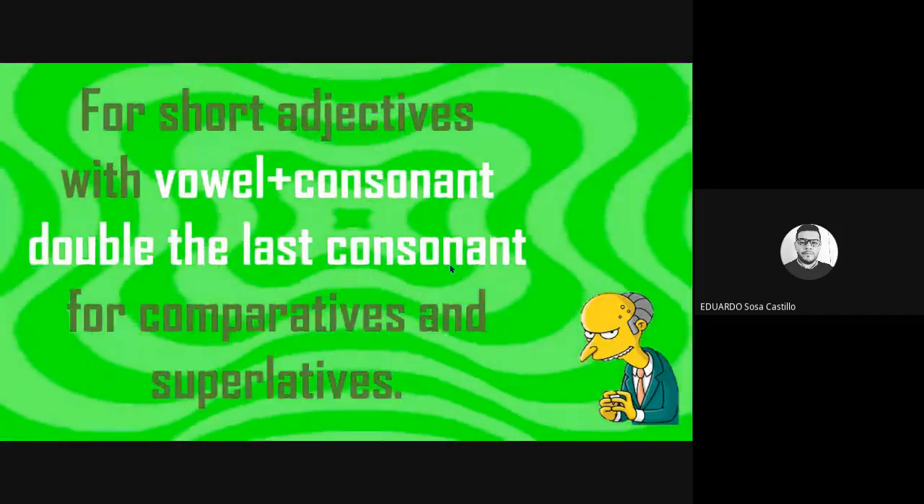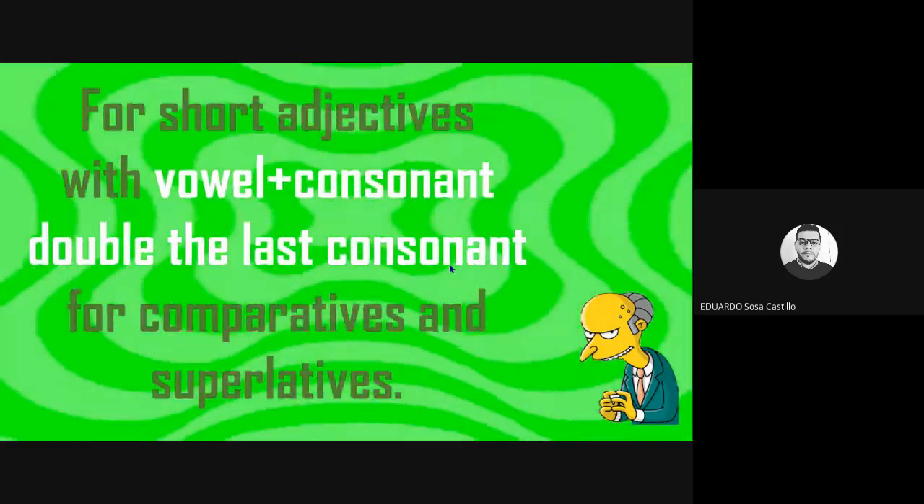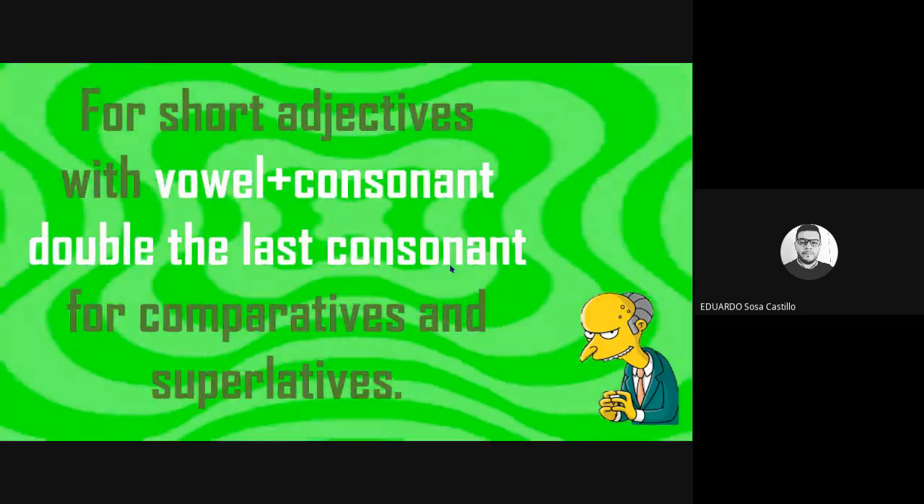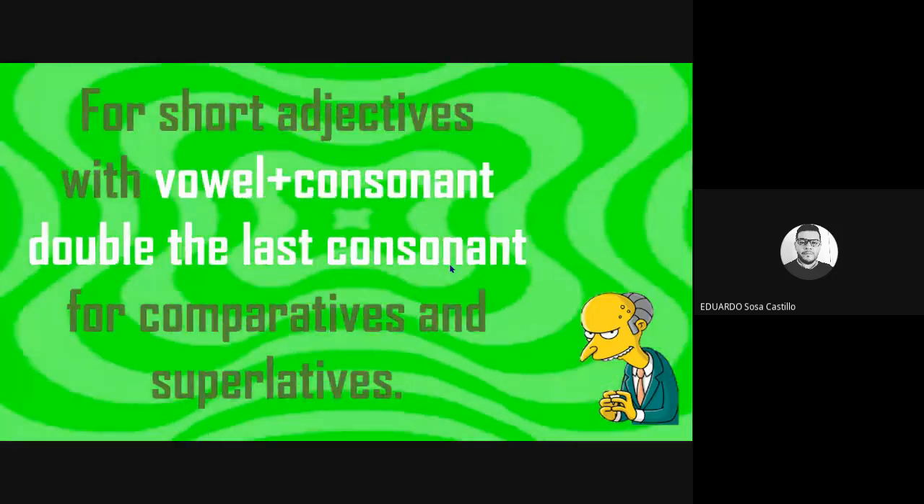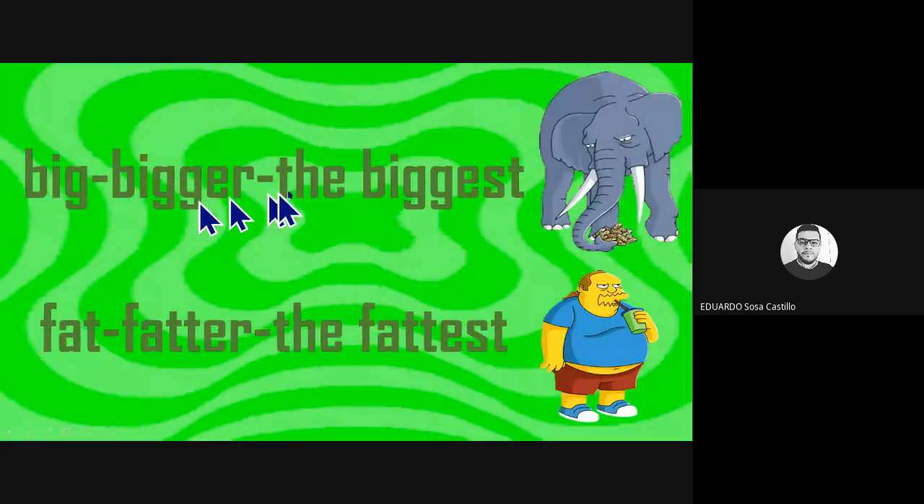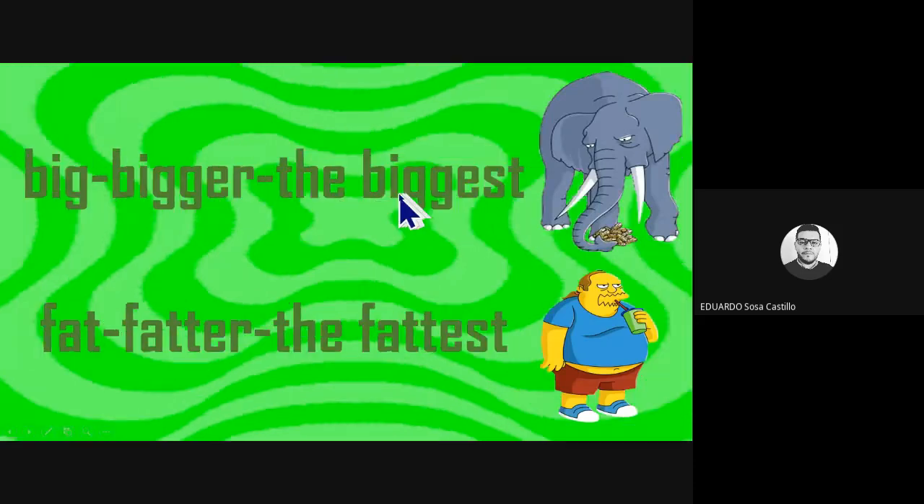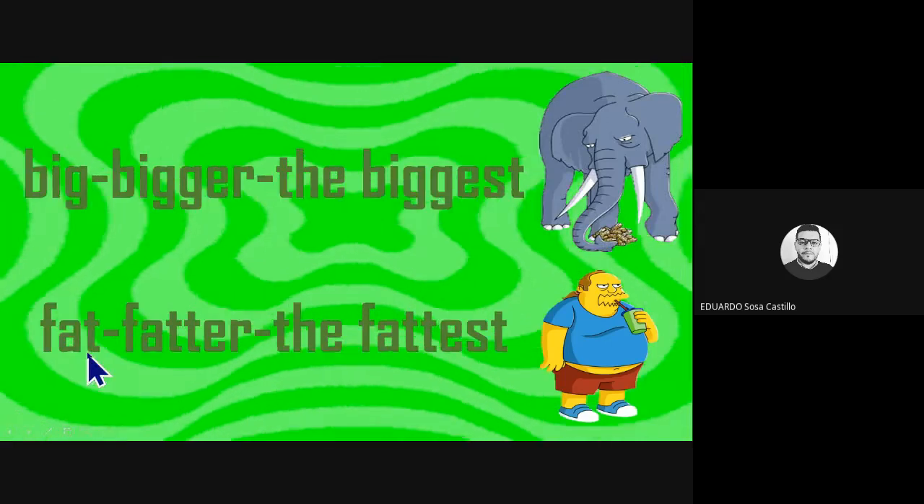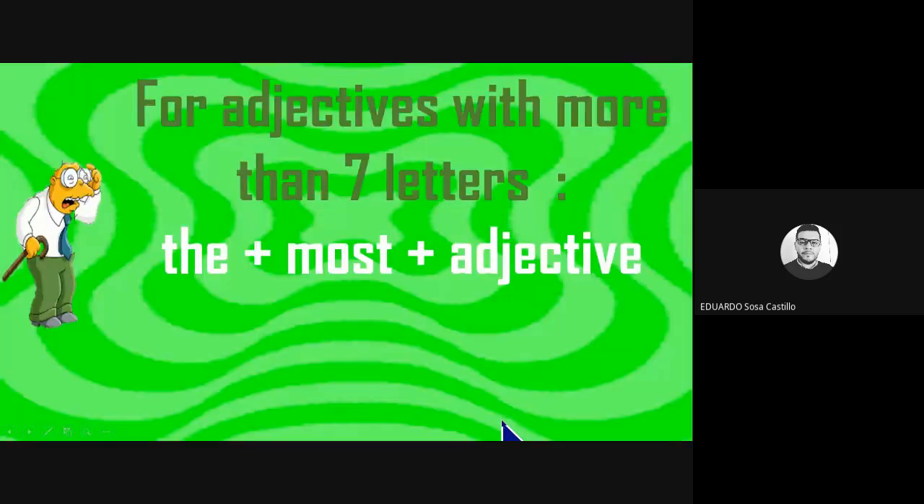So let's go to the next one. In some cases, for some adjectives with vowel and consonant, you have to use the double last consonant for comparatives and superlatives. Like for example, big. Yes, when you make it in the comparative form it is bigger with double G, but when you use big for superlatives it is biggest with double G, the biggest. After that we have fat, fatter, the fattest. Can you see? Double T. All right.